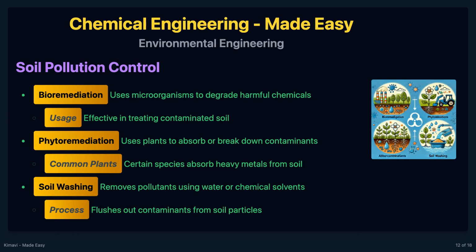Soil pollution control methods include bioremediation, which uses microorganisms to degrade pollutants, phytoremediation, which uses plants to absorb or break down contaminants, and soil washing, which uses water or solvents to remove contaminants from soil.